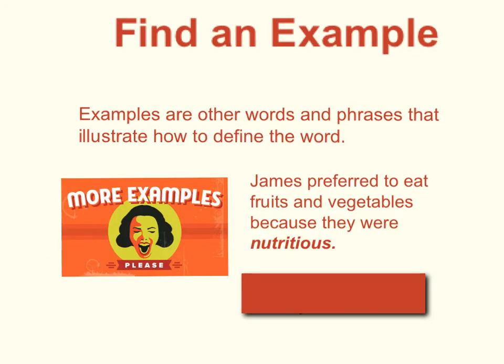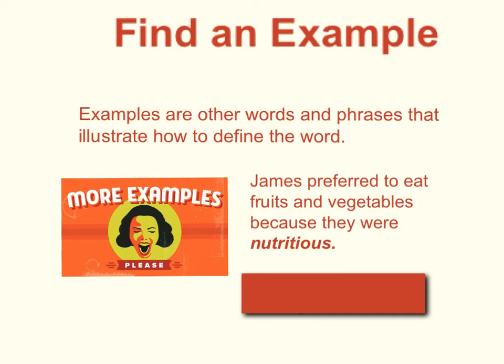The last type of context clue that I want to look at is example. Examples are other words and phrases that illustrate how to define the word. So other words and phrases in the sentence that are surrounding our unknown word that help us define the word. So let's take a look at our example down here. James preferred to eat fruits and vegetables because they were nutritious.